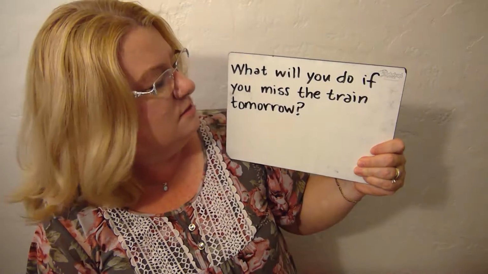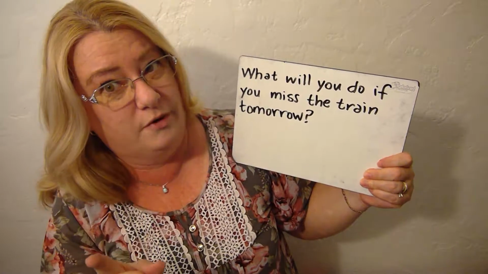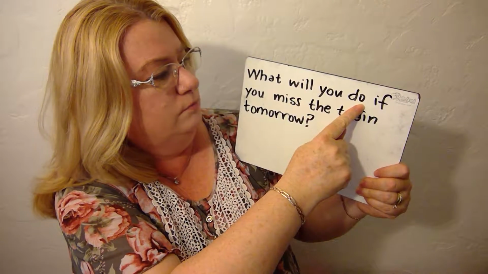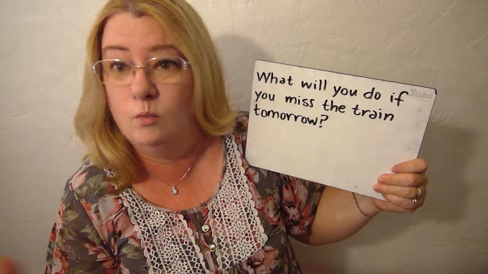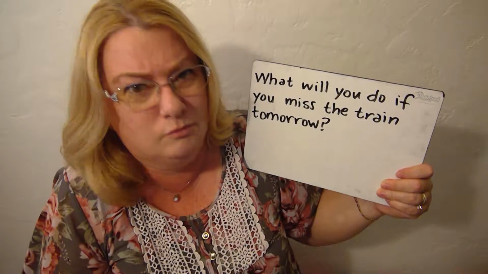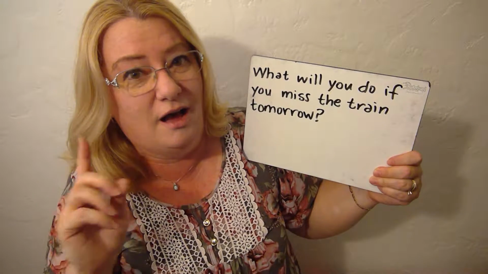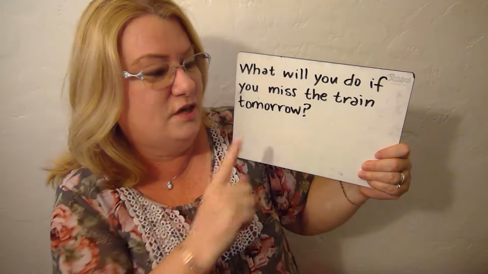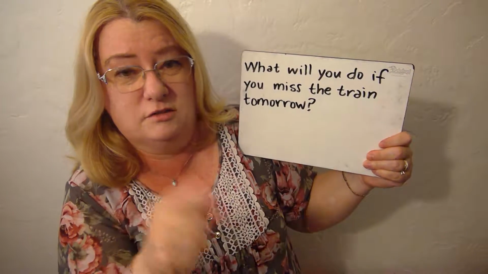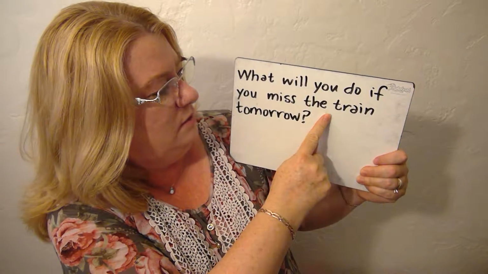Here's an example sentence. What will you do if you miss the train tomorrow? Now, there's that condition there. What will you do? That's a main clause right there. But yet you're wondering, what will I do based on what happens? Well, here comes your condition, that more than 50% chance you could miss your train if you're walking slow and you don't hurry. So what will you do if you miss the train tomorrow?